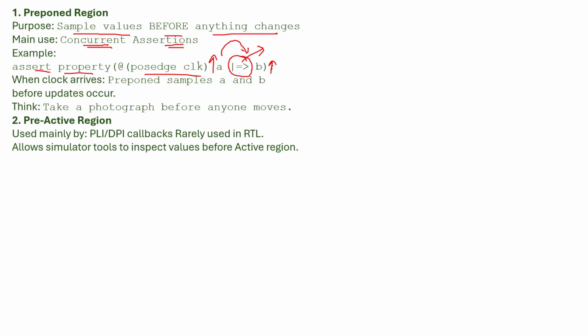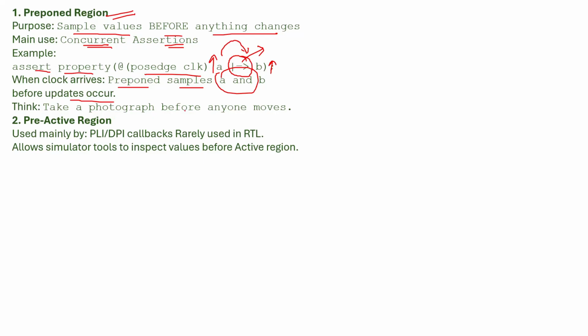Okay. So when the clock arrives, the preponed region samples the A and B values before the update occurs. That means you are changing the A value to 5 and the B value to 10. Previously, the A value is 2 and the B value is 3. Those values I need to sample first, then the other values will be updated. So this is before the simulation. If you want to sample any value, the preponed region takes place. Concurrent assertions are sampled here.